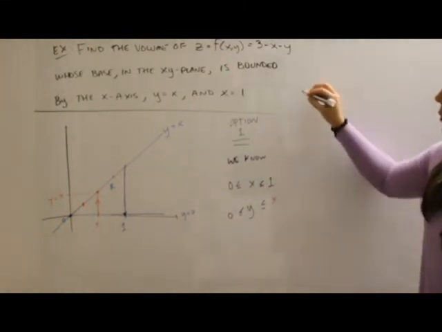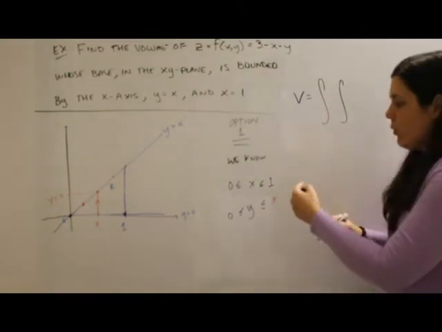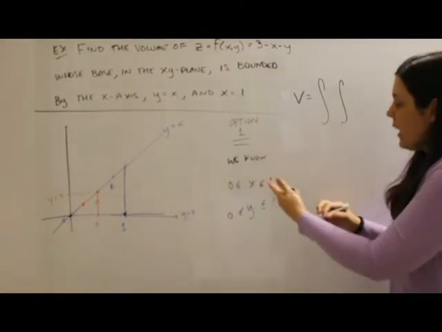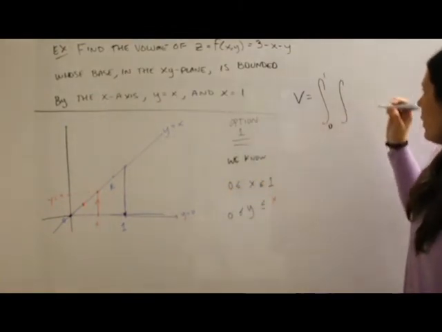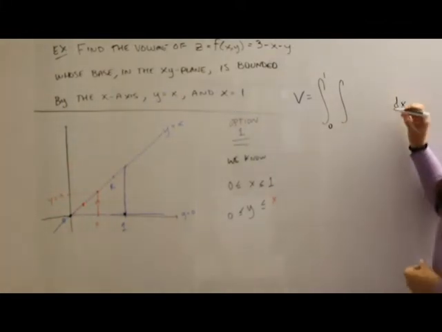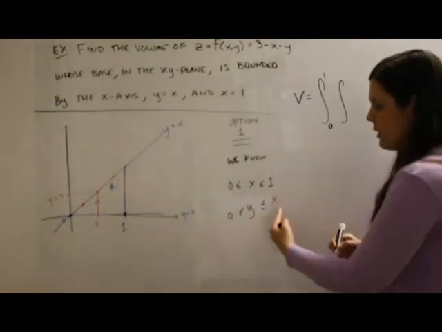And so our volume is our double integral. What I like to do is use the fixed one first, just so I get it out of the way. I know that x is going to be between 0 and 1. And so I'm going to integrate with respect to x second. Now I'm going to put dy before that and then look at my limits for y.